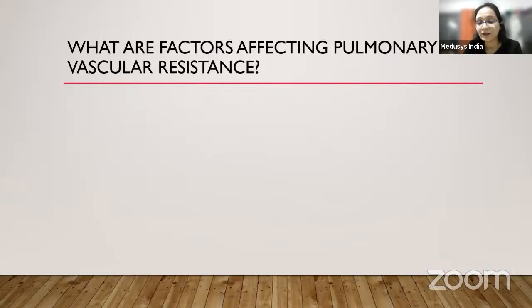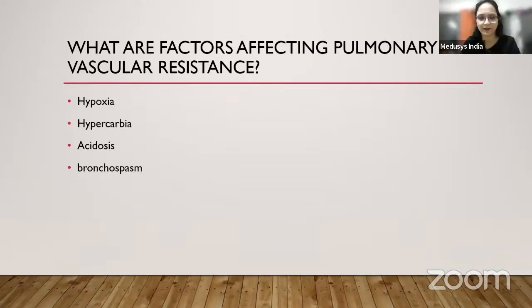What are the factors affecting pulmonary vascular resistance? Dr. Deepak or Dr. Abhinav, anybody? Yeah. The factors which affect pulmonary vascular resistance are basically hypoxia, hypercarbia, then acidosis, hypothermia, and pain. All these factors increase the pulmonary vascular resistance. That is the correct answer.